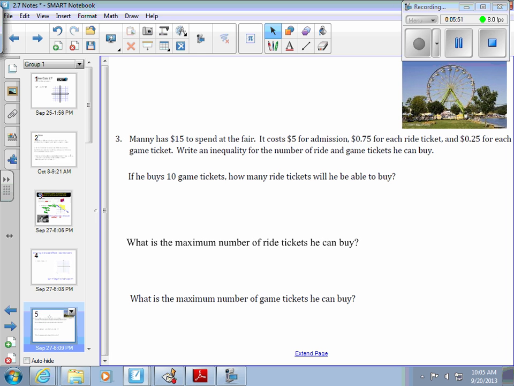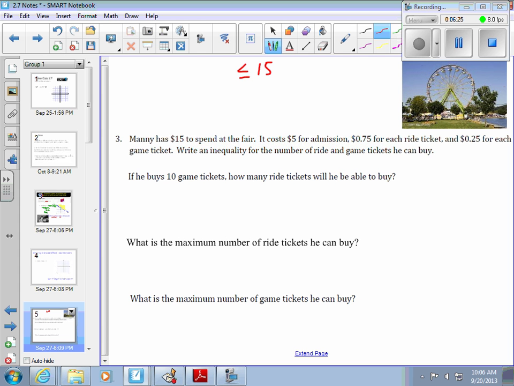All right, number 3. This is a little bit of a word problem now. They want us to find an inequality to represent the situation, then answer some questions. All right, first one says, Manny has $15 to spend at the fair. It costs $5 for admission, 75 cents for each ride ticket, and 25 cents for each game ticket. Write an inequality for the number of ride and game tickets he can buy. Well, if Manny has $15, he can't spend more than that. So we got to make sure whatever it is is less than or equal to 15.